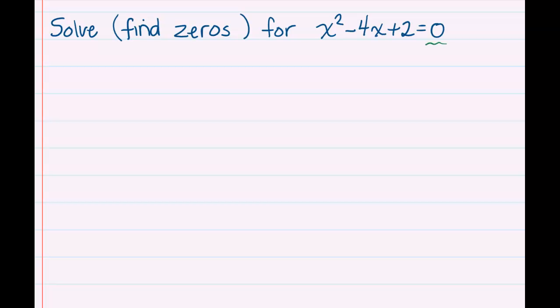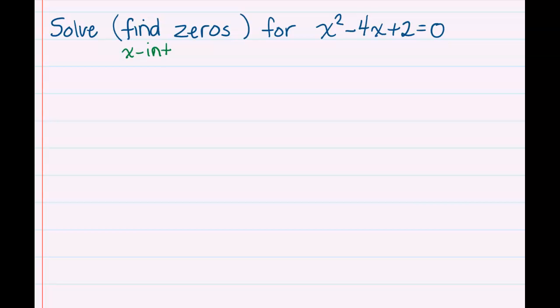I do want to remind you that when you see solving a quadratic equation or any equation set equal to 0, that means you're finding the zeros of the function. That means you're finding the x-intercepts of the function. You're finding where, or what's the x value, in which the graph touches or goes through the x-axis. So that's what we're looking for.